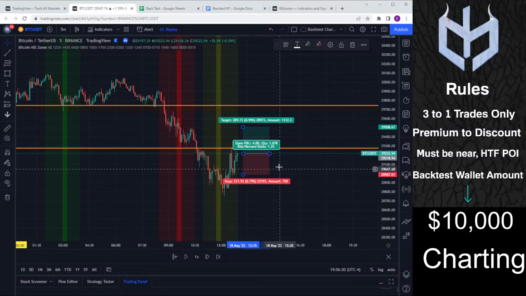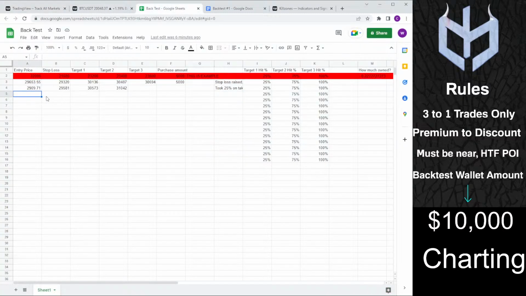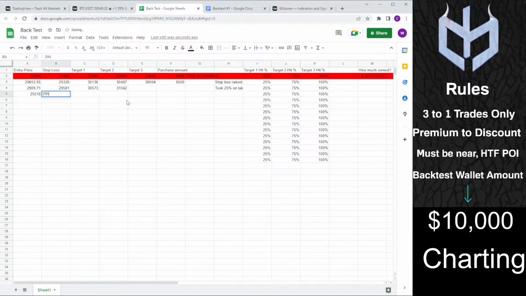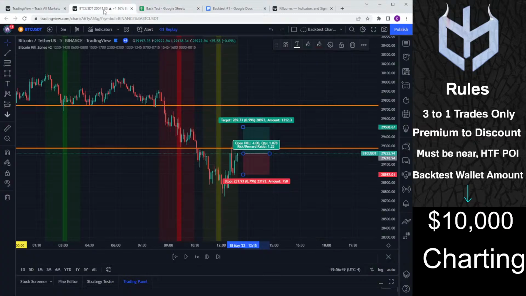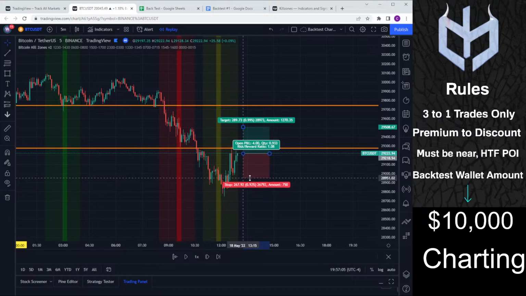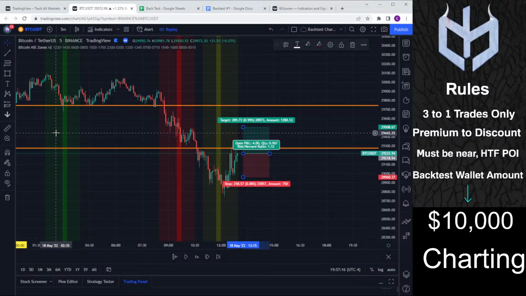First take profit. Entry 29218. 29508. $289.60.